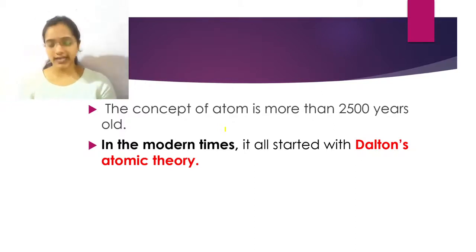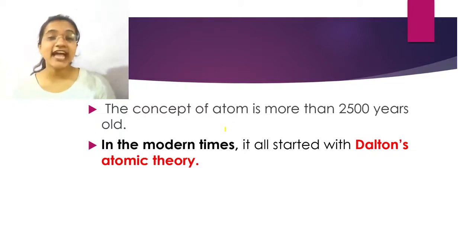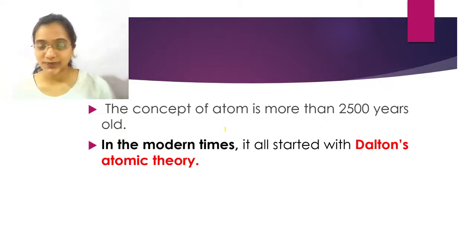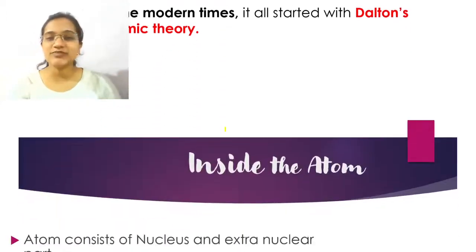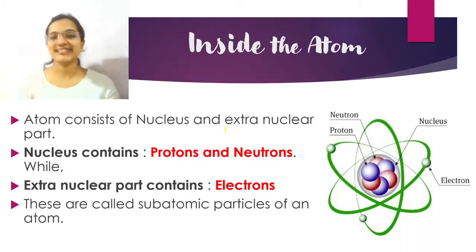But in modern times, we know that Dalton's theory was the first to tell us about the atom, and later on many theories came forth. After Dalton's theory, there came Thomson's theory. After Thomson's theory, there is Rutherford's theory, and then Bohr's model. And after Bohr's model, we get the structure of the atom like this.